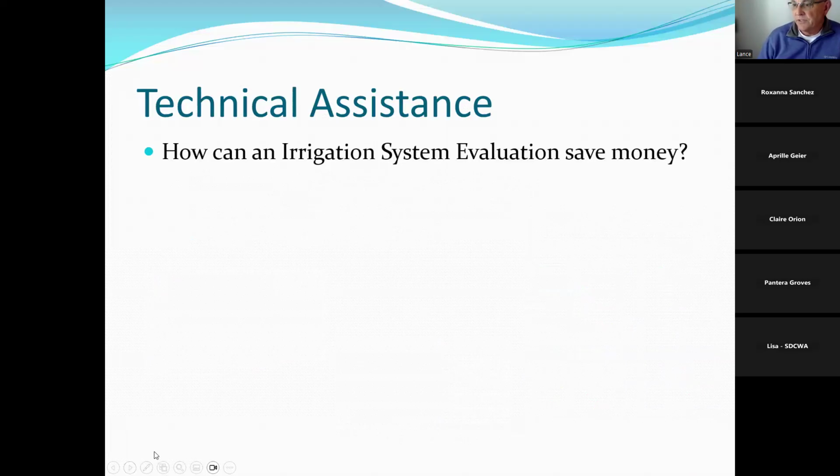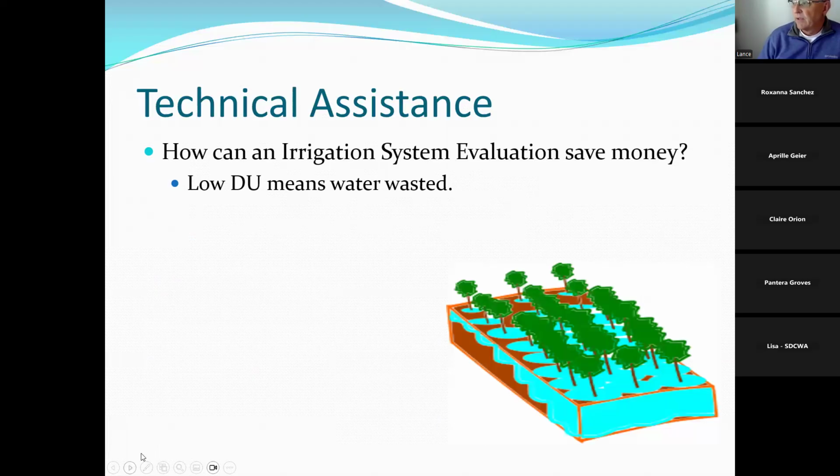So how can an irrigation system evaluation save money? Low uniformity means water wasted. If you think about that soil profile, the irrigation event's job is to fill that soil profile. This is an example of a poorly uniform system. You can see the lower part of the field is quite full. The upper part of the field is not as full. And so if we're going to get those trees at the upper part of the field full, we're going to have to greatly overwater the lower part of the grove.